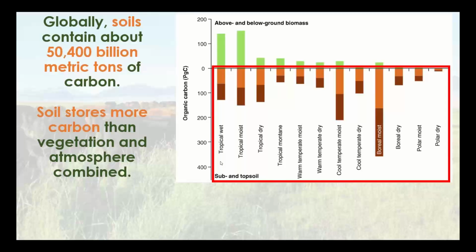This graph is showing you organic carbon in petagrams, and the green shows you above ground carbon storage in above ground biomass, and the red box shows you below ground carbon storage.